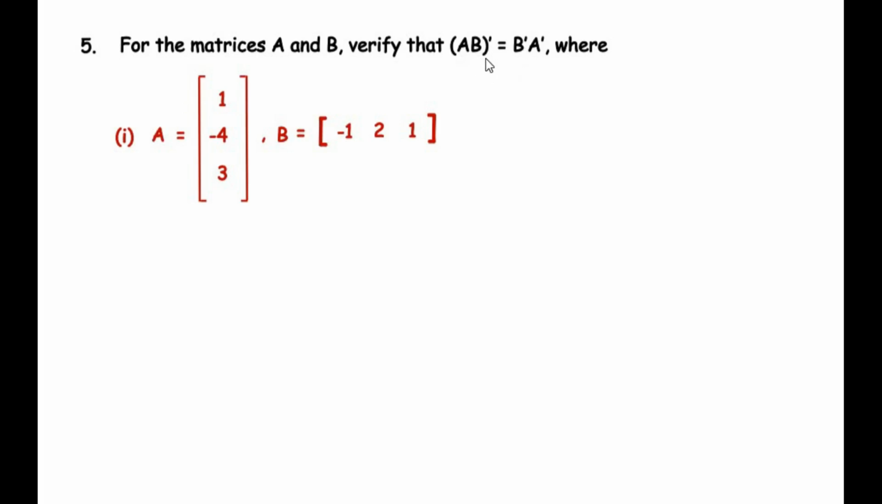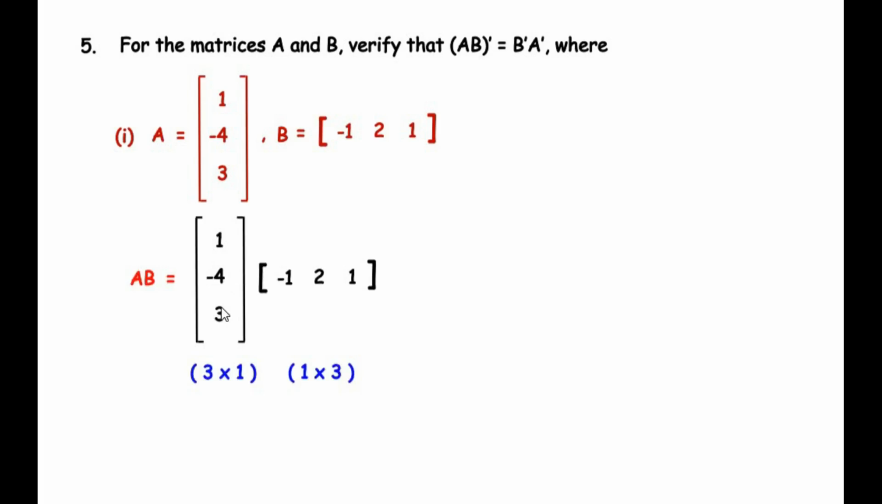So let us start with the left hand side, starting with the multiplication between the matrix A and B. So here we have written the matrix A times matrix B, but before we perform the multiplication, let us understand what will be the order of the resulting matrix. Now matrix A is a 3 by 1 matrix, that is it has 3 rows and 1 column, and matrix B is a 1 by 3 matrix, that is it has 1 row and 3 columns.